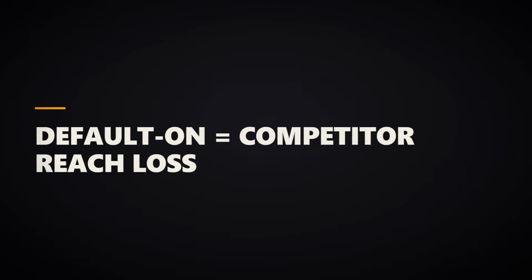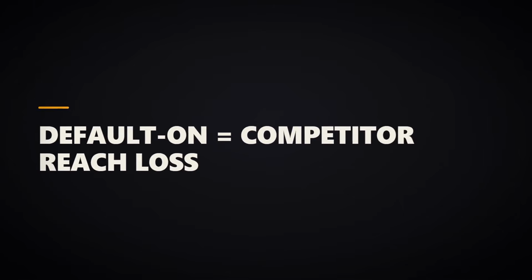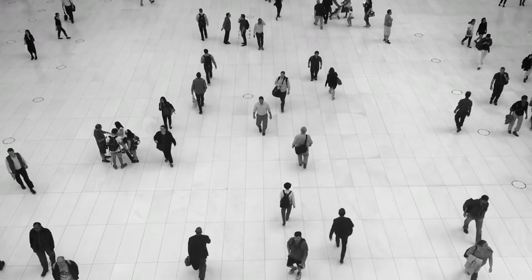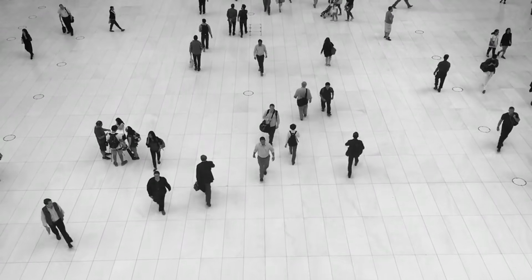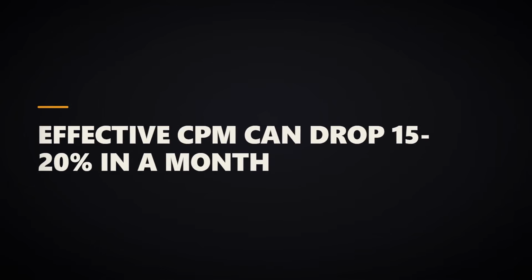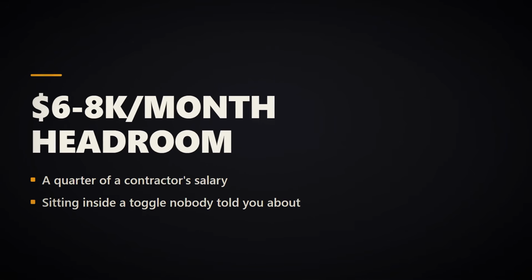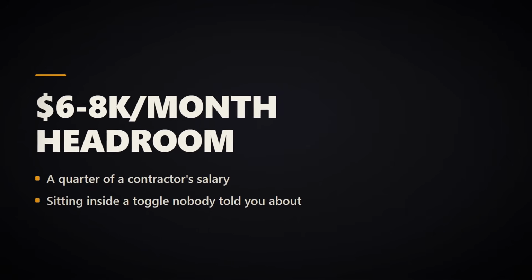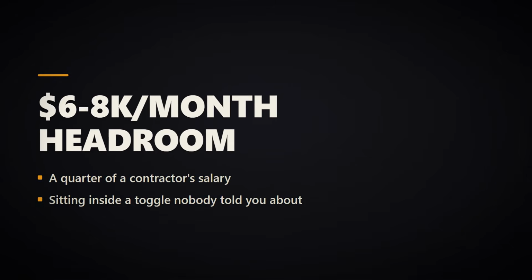And the auction for the impressions they used to win is now cheaper for you if you know which categories they left on. Their default is your arbitrage. Real number to hold in your head: if your reachable pool grows by 10% while theirs shrinks by 10%, your effective CPM on the same audience segment can drop 15 to 20% inside a month. On 40 grand of monthly spend, $6,000 to $8,000 of headroom you did not have on Monday. A full-time contractor's salary for a quarter, sitting inside a toggle nobody told you about.